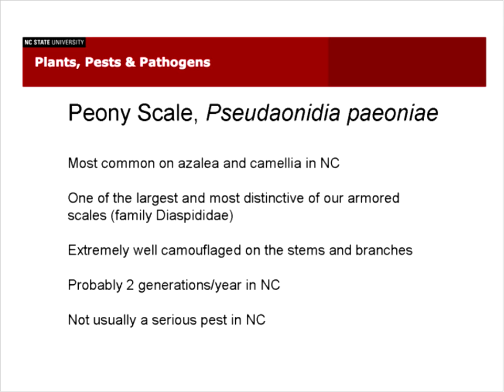So azalea and camellia are the commonly reported host plants for peony scale here in North Carolina. It is one of the largest, if not the largest, and most distinctive of our armored scales, the family Diaspididae. And the Diaspidids, by the way, are also the most numerous in terms of species of the scale families present here in the United States. The peony scale is extremely well camouflaged on the stems and branches, as you'll see in a moment. Probably about 2 generations of that species per year.